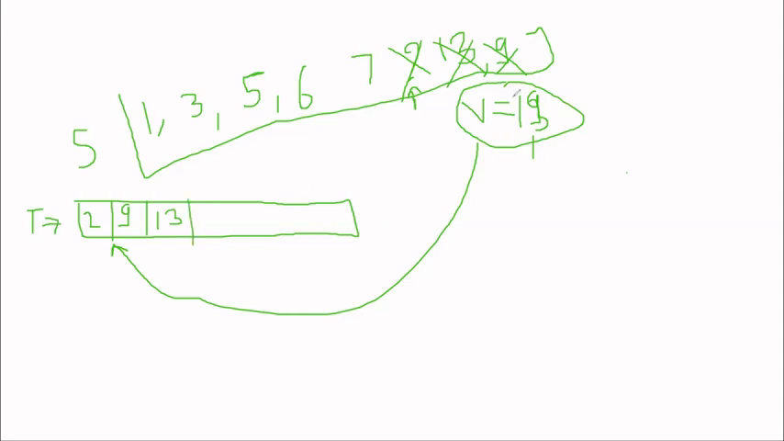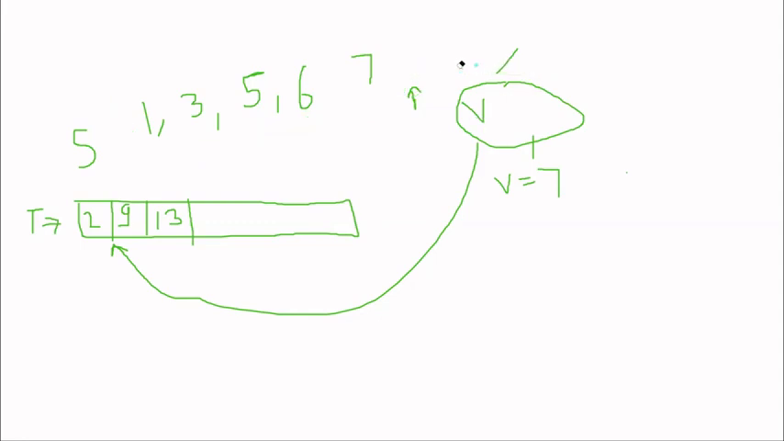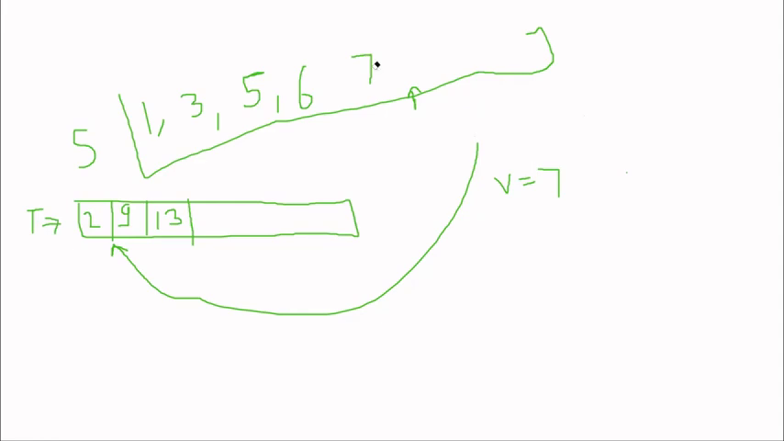Again, 13 will be out from here. So the next element comes into V. V is now 7 because the next top element is 7. All these elements have been popped from here. V is currently equal to 7, and if V is equal to 7, I'll pop it from here, then store V equal to 7. 7 is being popped from here.